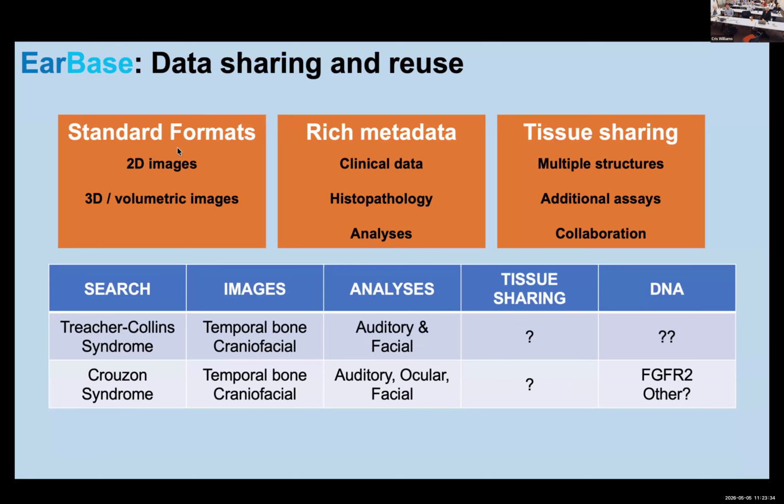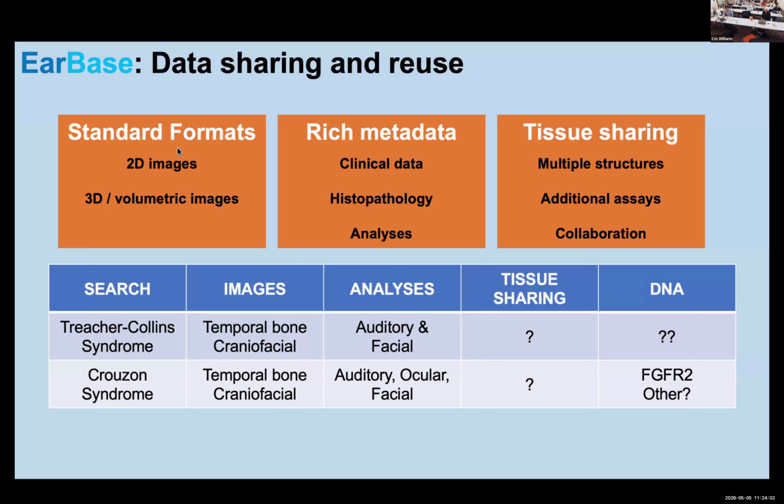And then one more. We know that EarBase will contain data from patients with disorders that affect both craniofacial and auditory or balance structures. Examples are Treacher-Collins or Crouzon syndromes. And so by exploring in parallel data sets on EarBase and FaceBase, that process will generate some new discoveries.